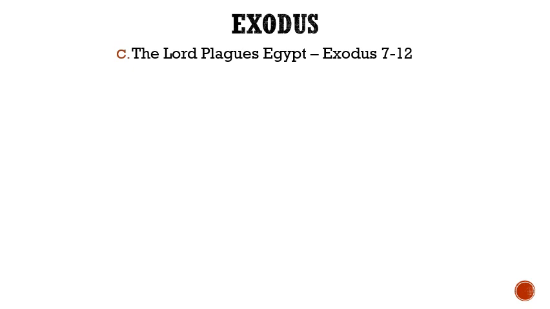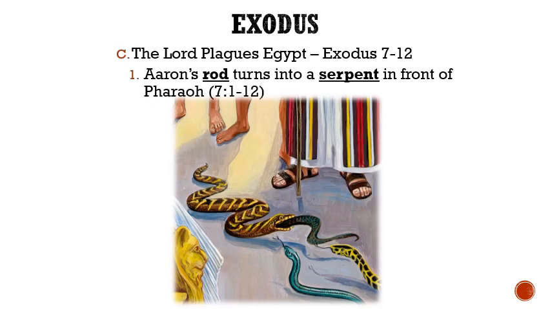Letter C, the Lord plagues Egypt. Number 1, Aaron's rod turns into a serpent in front of Pharaoh. When Moses was 80 and Aaron 83, Aaron cast his rod in front of Pharaoh, and it became a snake. When the sorcerers counterfeited this miracle, Aaron's snake ate all of theirs.